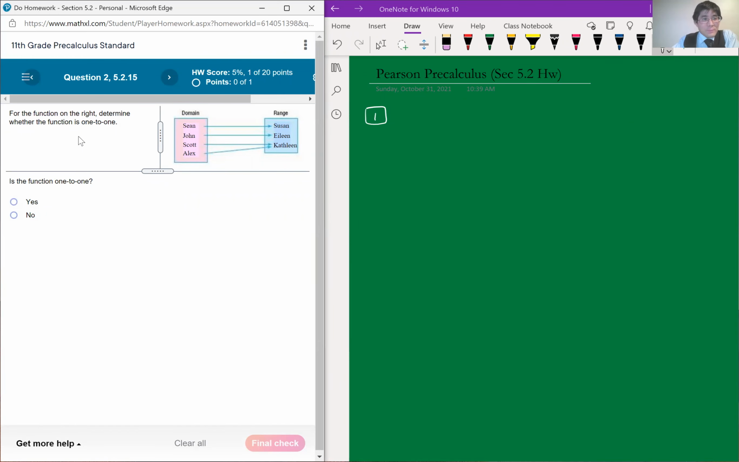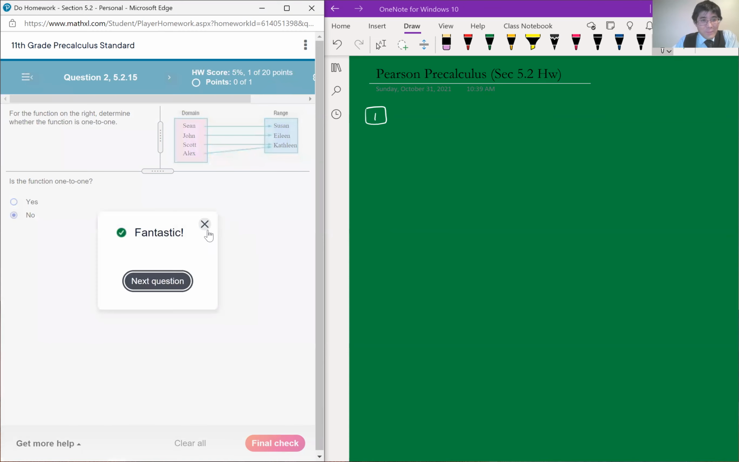Number two, for the function on the right, determine whether the function is one-to-one. It seems like the same question to me. So the answer is no. The order is different. Okay.